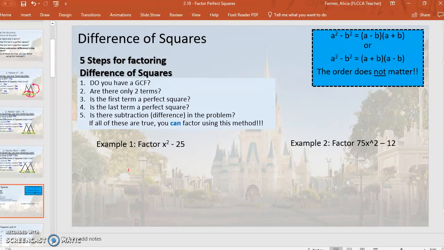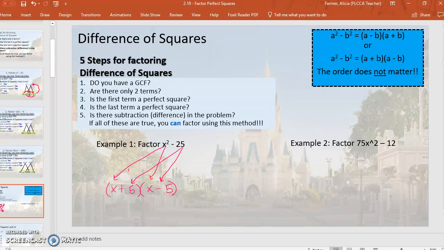And how we do that is we make two parentheses, because I'm trying to make two binomials. X squared breaks down into x times x. 25 breaks down into 5 times 5. And then one gets a plus sign, one gets a minus sign. That's it. That's your answer.